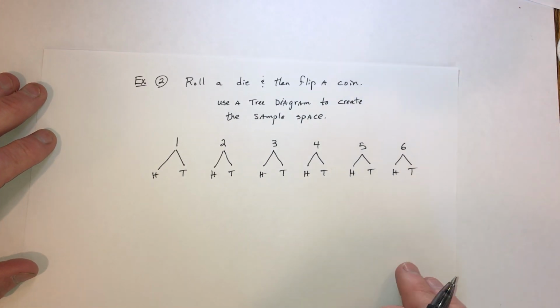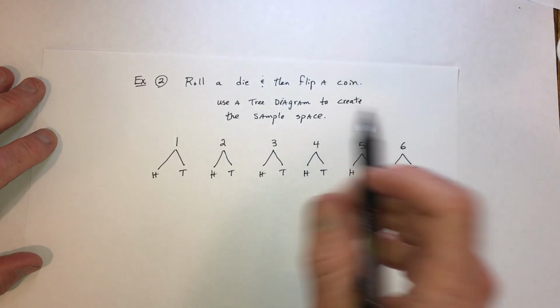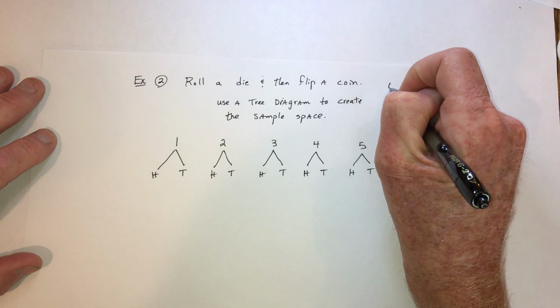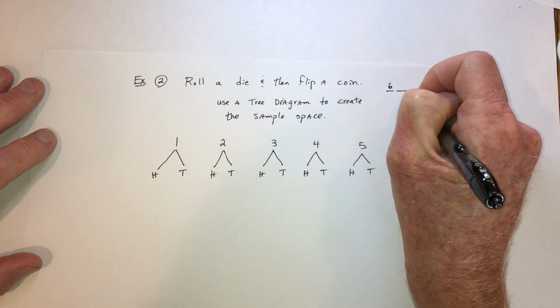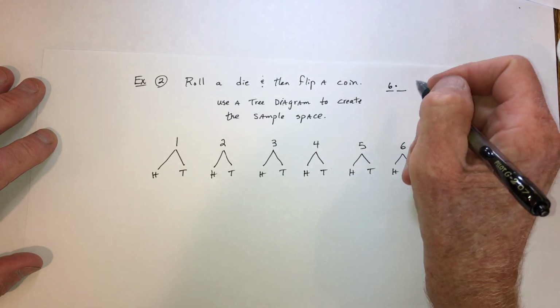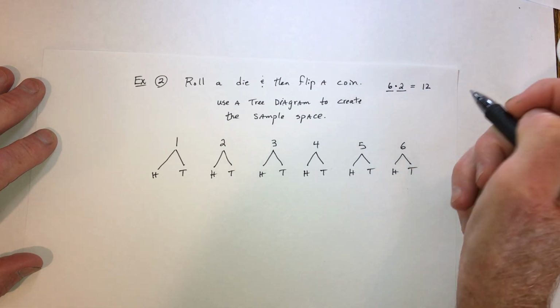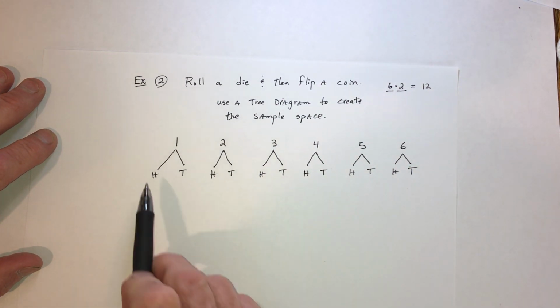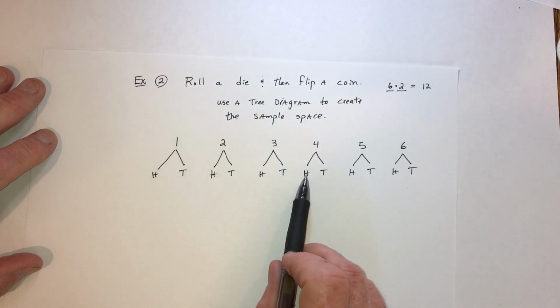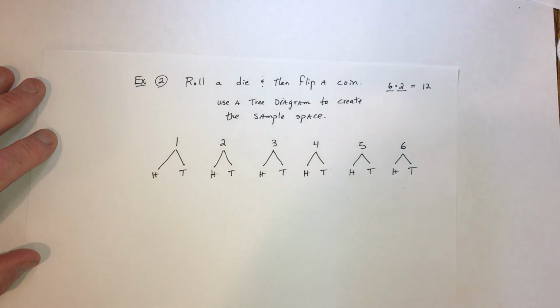So before I count them to find out how many there are total, for rolling a die, there's 6 possibilities. And then flipping a coin, there's 2 possibilities. So that means that I should have 12 total. 1, 2, 3, 4, 5, 6, 7, 8, 9, 10, 11, 12. Good job, math.